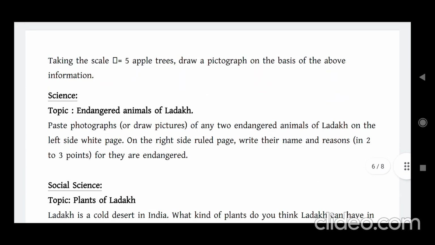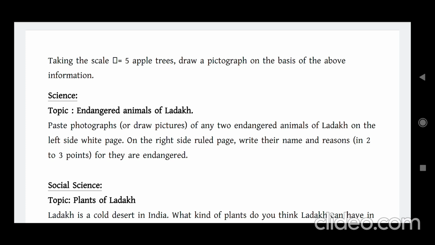We are coming to your science. The subject is science. The topic is endangered animals of Ladakh. There are various endangered animals right now on the planet Earth because we are not doing justice to our environment, and that's why several animals are being endangered. In Ladakh, we also find certain kinds of endangered animals.